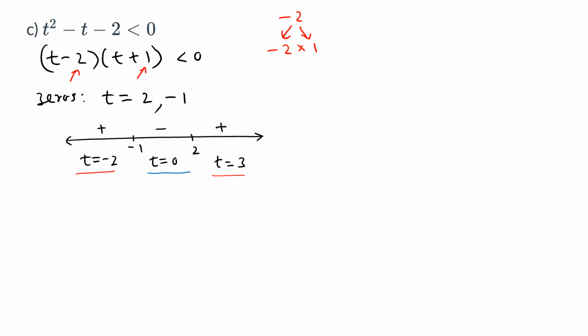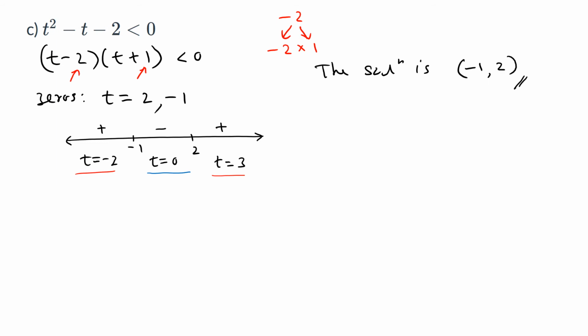Good. So now since we know this, we can write the solution. What we are looking for is where it is negative, and you can see it's negative inside. So the solution, you can write as an interval, negative 1 to 2, and both ends are open. So this is not a point, this is an interval. That's the interval going from negative 1 to 2.